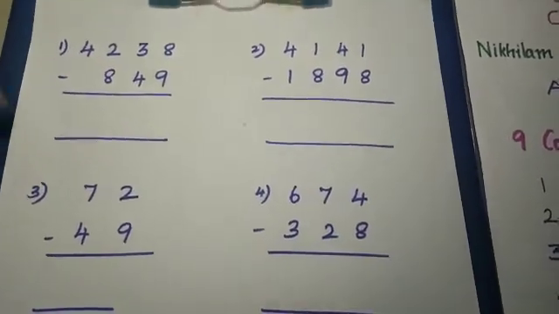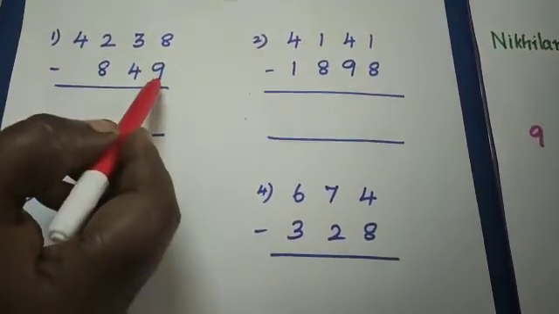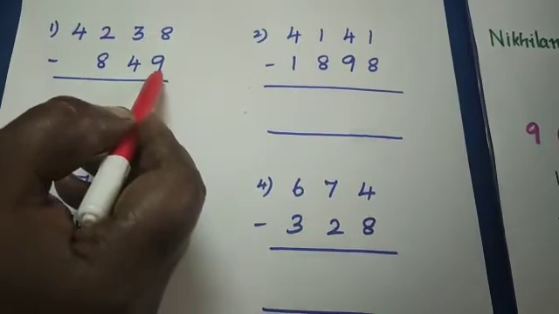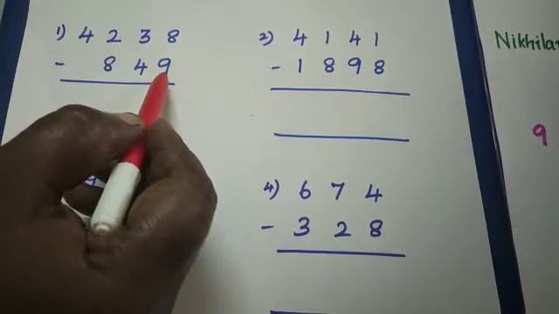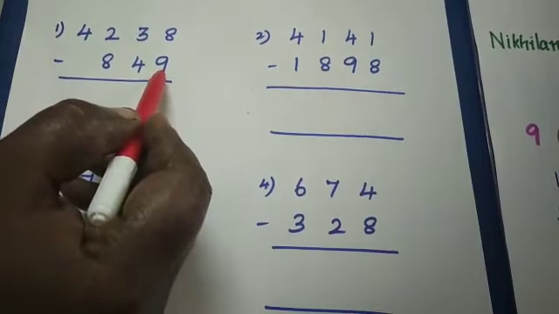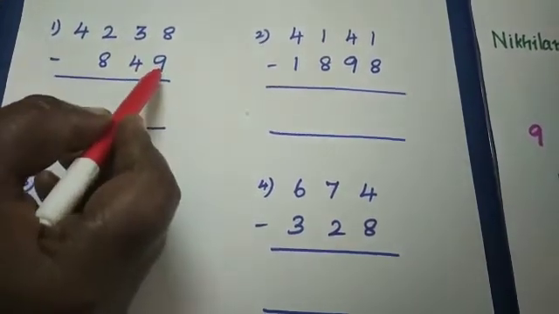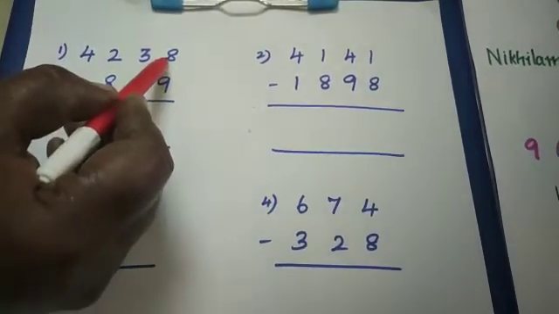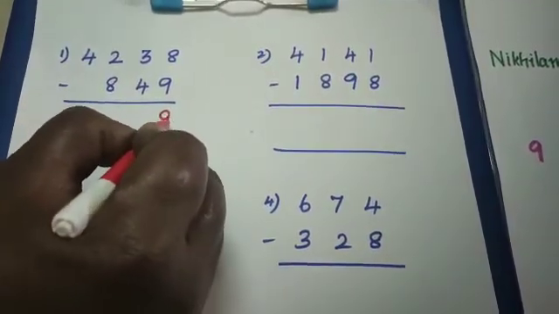Children, now let's see how to do these sums. So starting from the last right side, you have to take the 10 complement. We already know that all from 9, last from 10. So the last number should be the 10 complement. 10 complement of 9 is 1 and that 1 should be added to 8. 8 plus 1, it is 9.